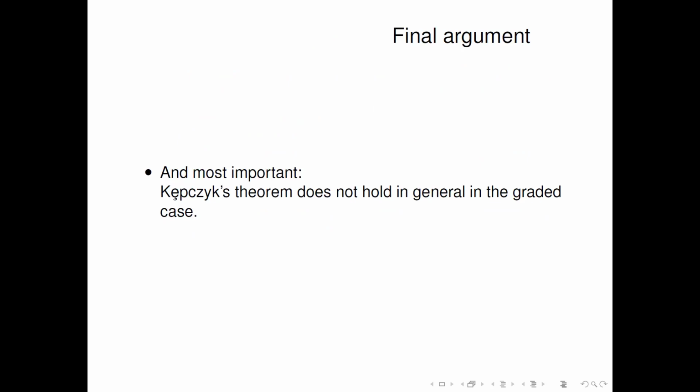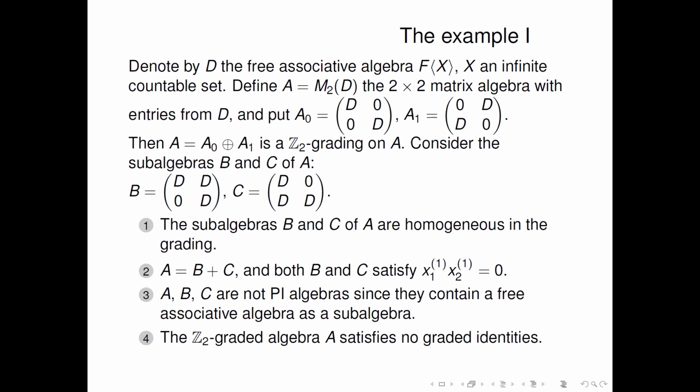And okay, so it is quite complicated to study graded division algebras. There is a description, but it is much more intricate than in the ungraded case. And the most important reason is this one: the Kaplansky theorem does not hold in the graded case. Why? Here is the example. Take a free associative algebra where X is an infinite countable set, denote it by D, and take 2 by 2 matrices over D.